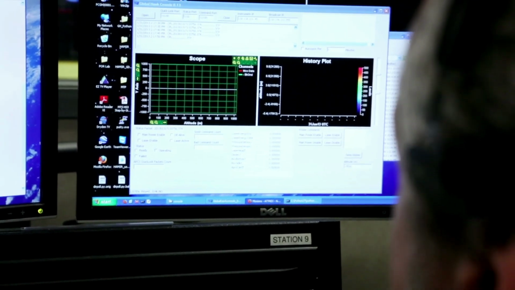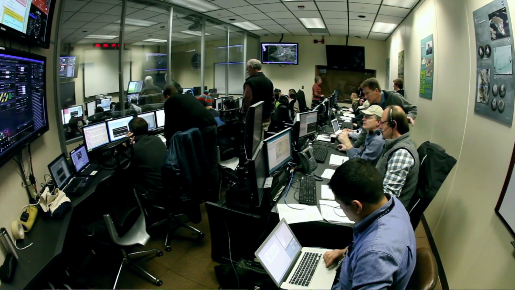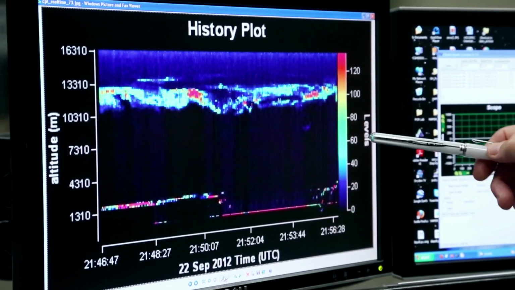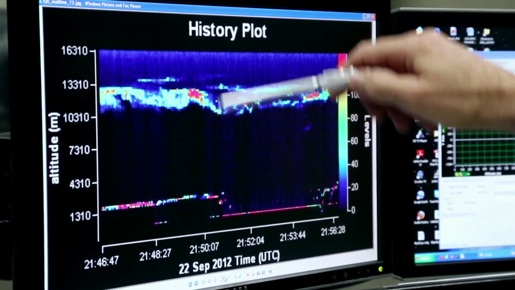As we're taking data for these missions like ATTREX, we have a ground station here where the data is actually sent down via KU communication band, and we're able to display the profiles on our ground system. And that enables us to ascertain the performance of the system. And it also gives the mission scientist and the flight planners information on the cloud structure and where the clouds are.